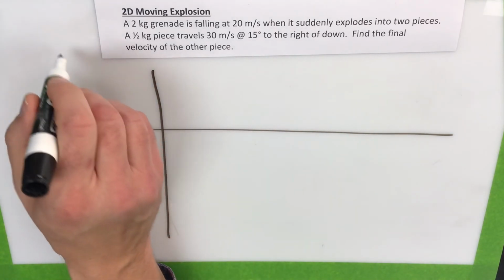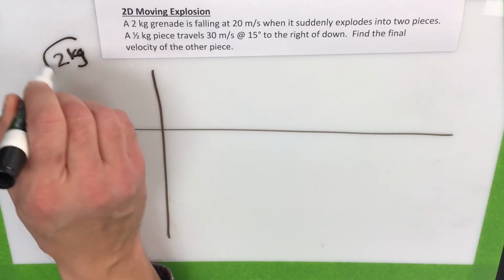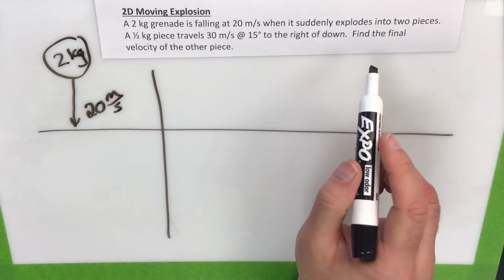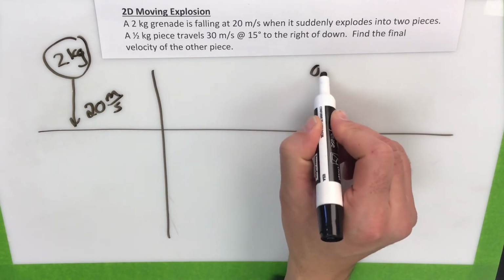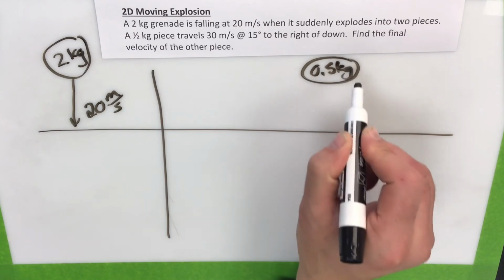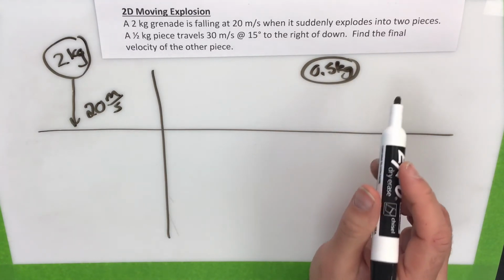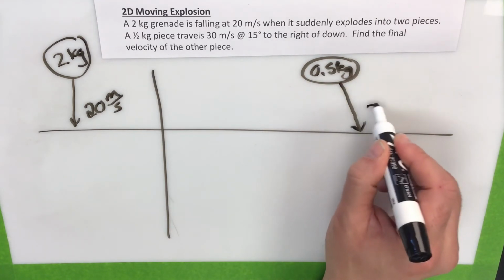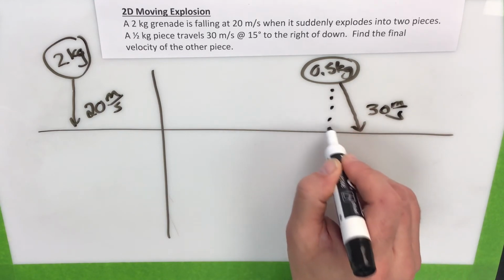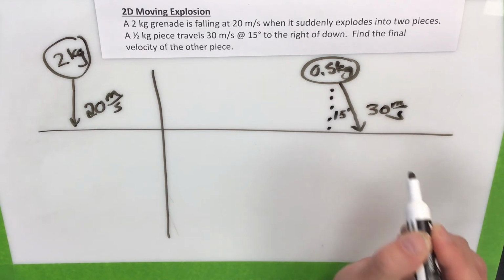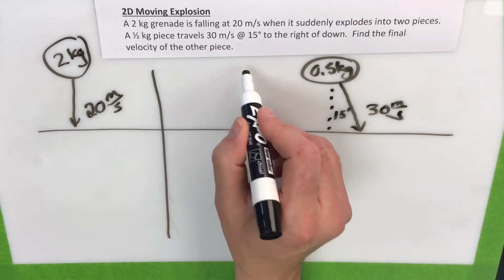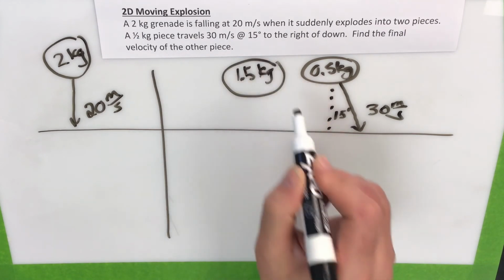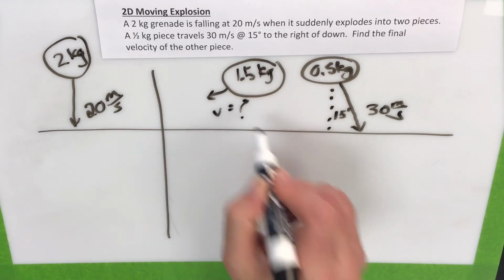2 kilogram grenade. This is 2 kilograms falling down at 20 meters per second. Explodes into 2 pieces. A half kilogram piece, so here is a 0.5 kilograms. Half a kilogram piece, 30 meters per second, 15 degrees to the right of down. So here is the 30 meters per second, and here is the 15 degree angle. Then over here, this 1.5 kilogram piece, much larger, travels off in this direction somewhere, don't know what that velocity is.